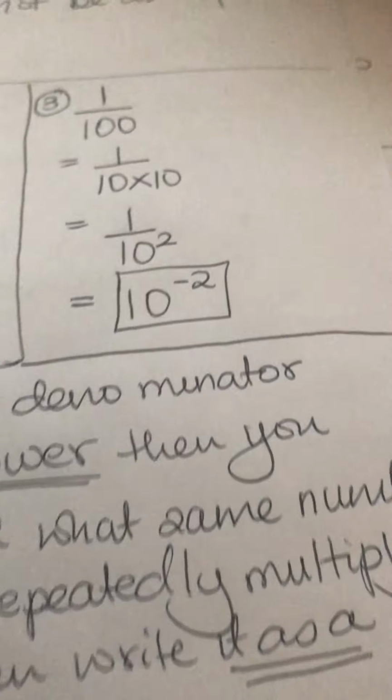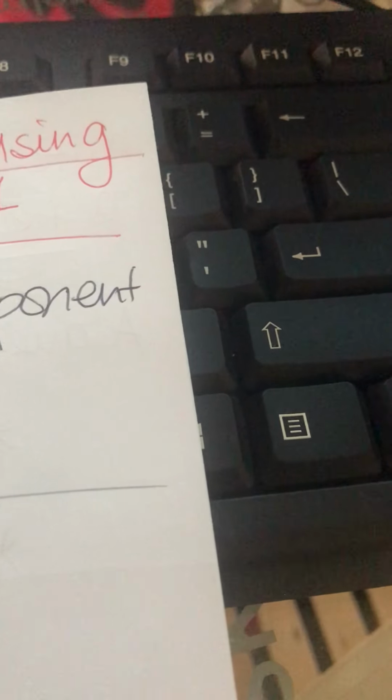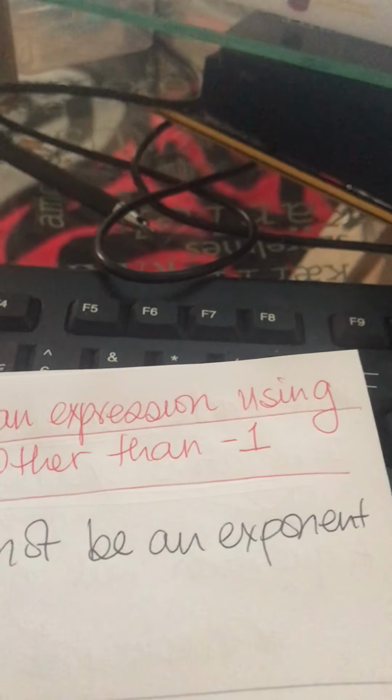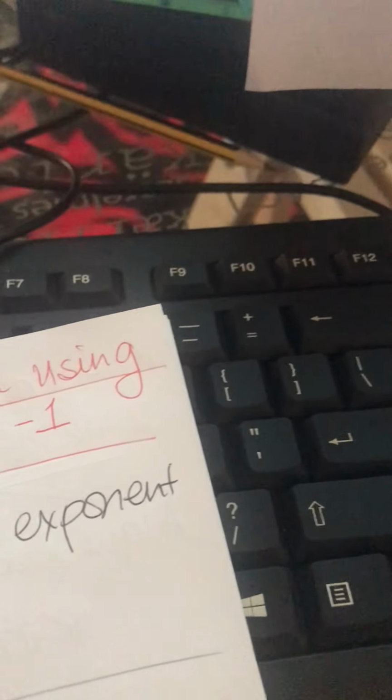Now let's go to the third part of our lesson. The other part is you'll be given a fraction. Each fraction has an expression using a negative exponent other than -1. That means do not use -1 as the exponent. It has to be either -2, -3, like that.